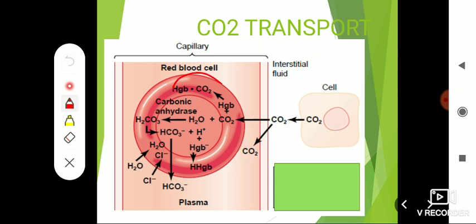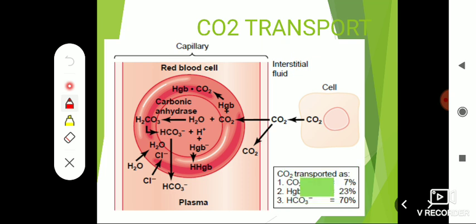Now the presence of CO2 is displacing the oxygen. This basically helps release of oxygen, because we want to deliver oxygen to the tissues. So the presence of CO2 will displace the hemoglobin-oxygen combination and oxygen is released. It is utilized by the cell, and this effect is called the Bohr effect. Now here you can see the transport forms. The maximum dominant form is HCO3, almost 73%, 23% in combination with hemoglobin and some 7% dissolved in the plasma.